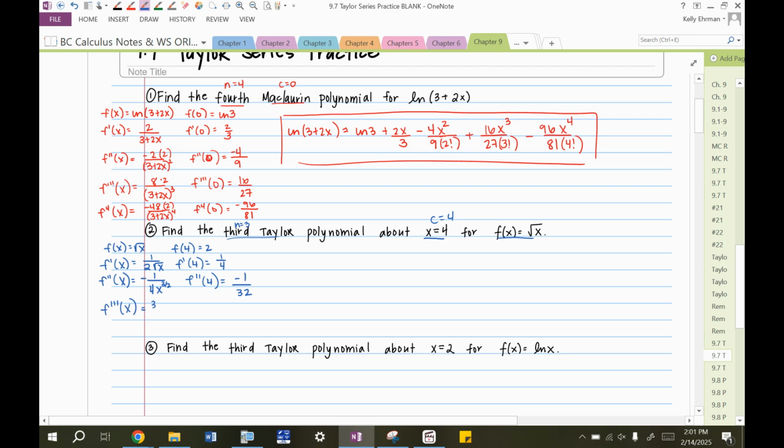Okay, and then the third derivative, which is our last one, negative 1/4 gets multiplied by negative 3/2. So that's positive 3/8. X to the 3 halves, when you add 1 to the exponent in your denominator, you're getting x to the 5 halves in the denominator. And then the third derivative, when you plug in 4, is 3 over 8 times 2 to the 5th. 8 times 32. Wrote that backwards.